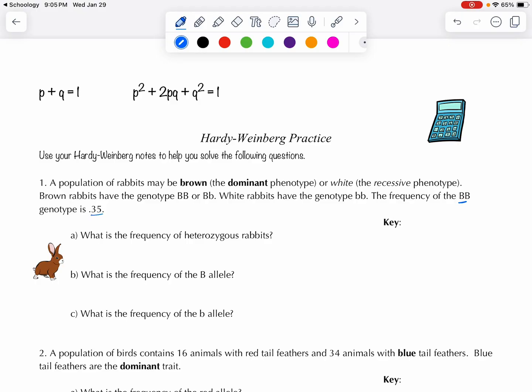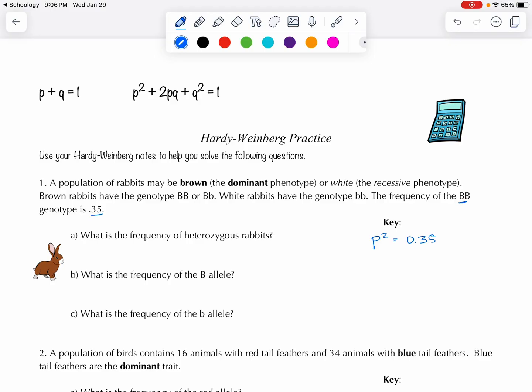So we can do p squared equals 0.35. As I mentioned before, the trick to all of these problems is to figure out what p and q are. That's what I do off to the side. I don't even read any of the other questions. Let's figure out what p and q are, and then go from there.